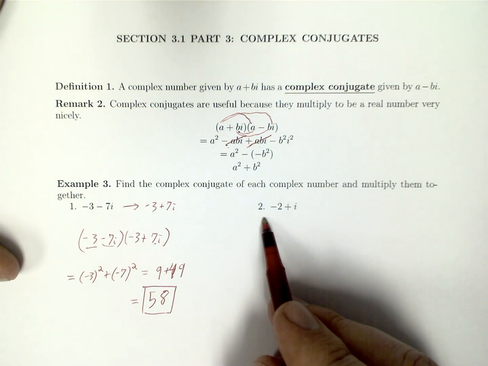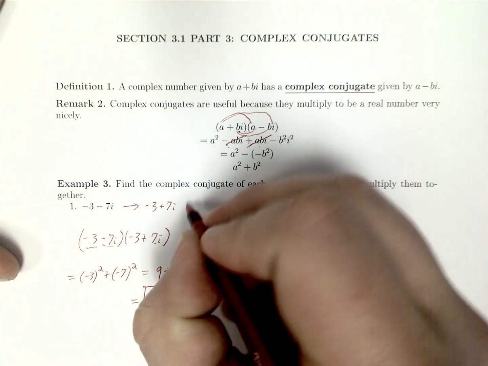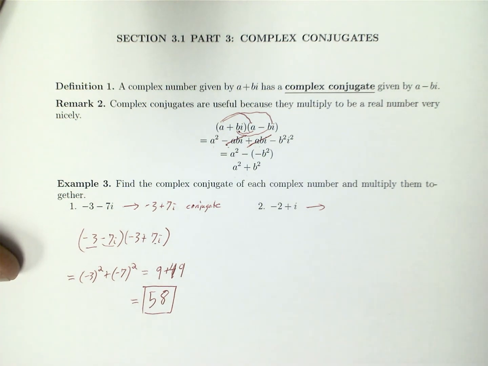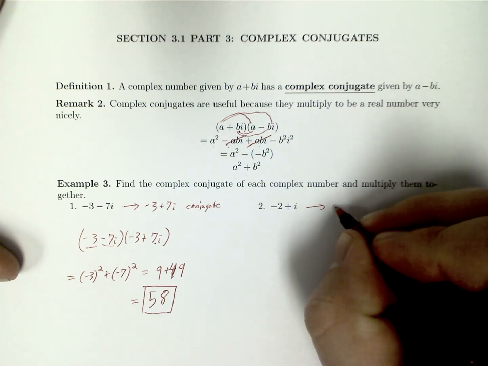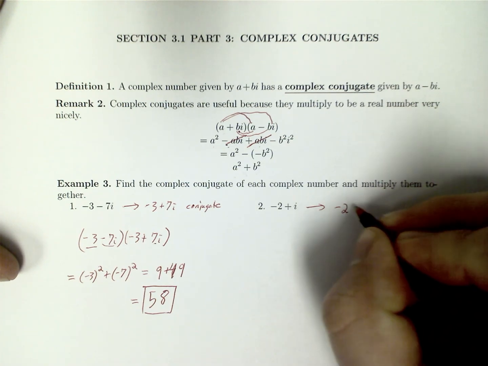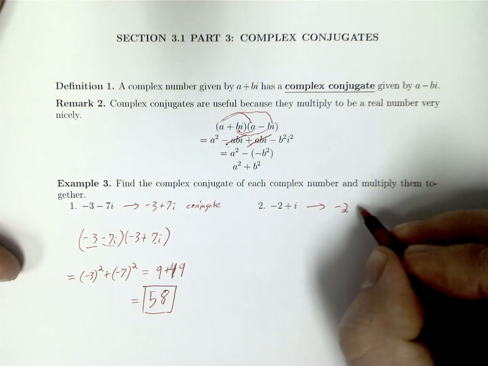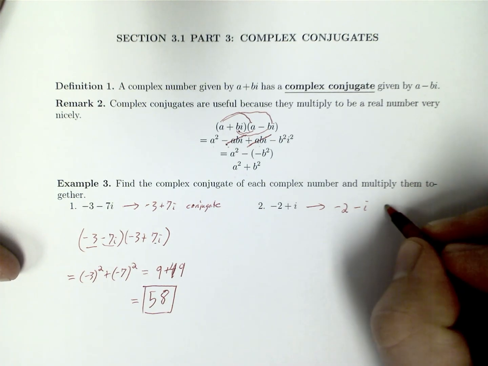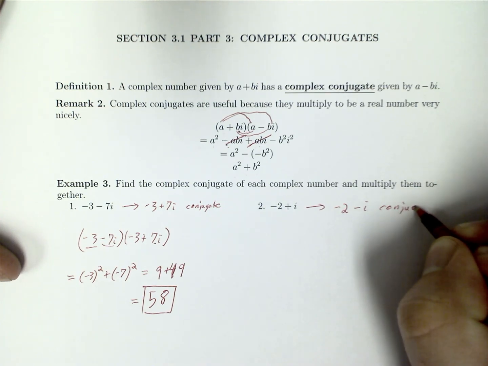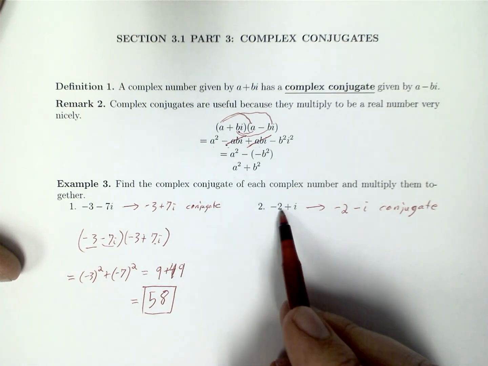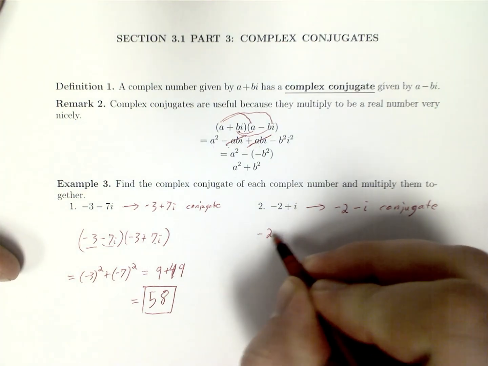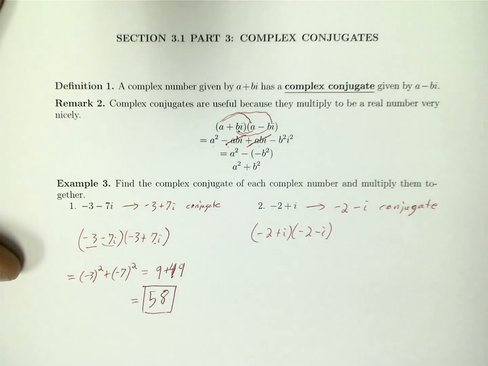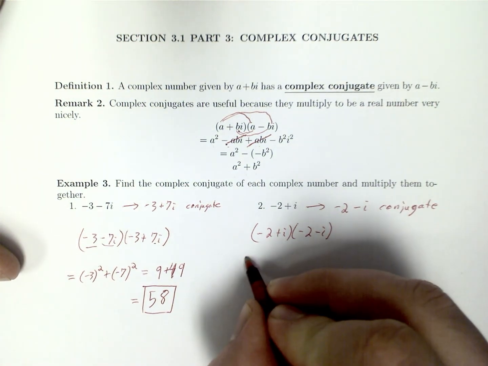So what, for number 2, do we have? Well, what is the conjugate? Let's just denote that this is in fact the conjugate. What is negative 2 plus i? Well, negative 2 plus i, the conjugate, is negative 2 and we just change the sign of the number in front of the i, so minus i. So this is the conjugate. We're going to go through and multiply this complex number with its conjugate. Again, the nice thing about this is that we don't have to go through the full multiplication if we don't want to.